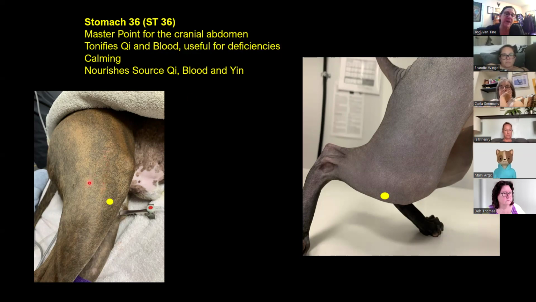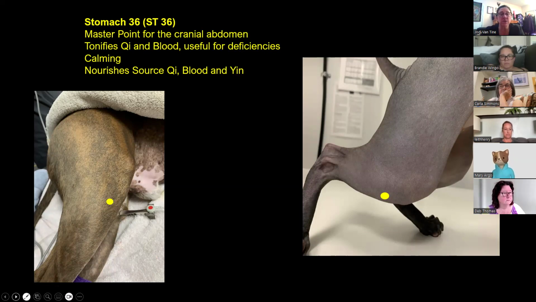Also, by virtue of the fact that it's at the knee, a lot of these acupuncture points around the knee are good for draining damp heat or treating inflammation. So it's not only useful for deficiencies, but you can also use it for the excess damp and heat. It's a calming point, and it nourishes source chi or wan chi, your jing, blood and yin. So everybody almost could use this point. It's a great acupuncture point.